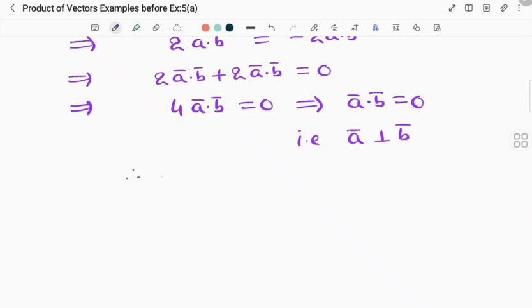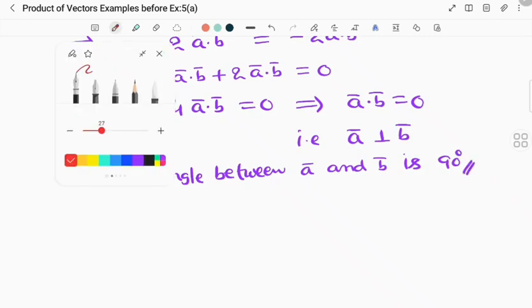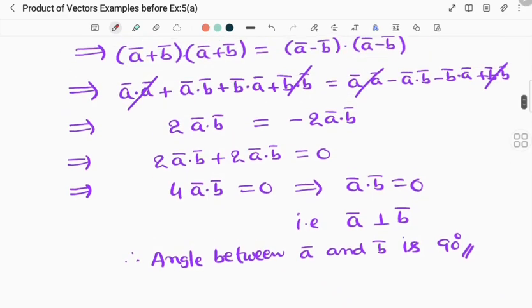Therefore, the conclusion: the angle between a bar and b bar is 90 degrees. I hope you understand, students. We'll move on to the next question.